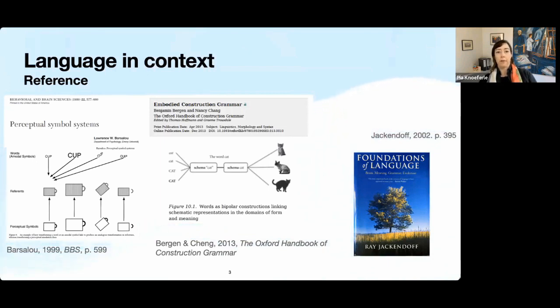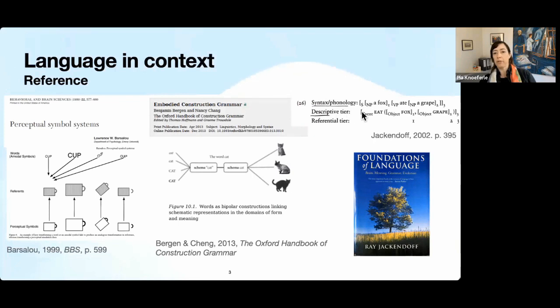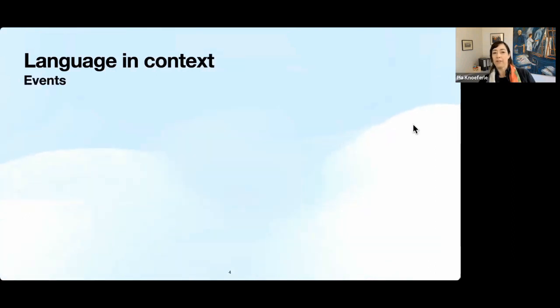In addition to embodied construction grammar and perceptual symbol systems, you could also go for a Jackendoffian approach, where you have different layers for syntax and phonology, and a descriptive conceptual tier where you represent events, such as a fox eating grapes, eating here as the predicate, and then fox and grape as the objects involved. But then the question is, how do you map this to the world? And for that, Jackendoff has a referential tier where you can co-index. You give indices in the conceptual layer and indices in the referential tier, and you can ground language in that way. So these are different possibilities.